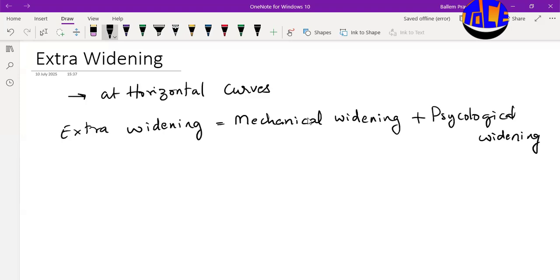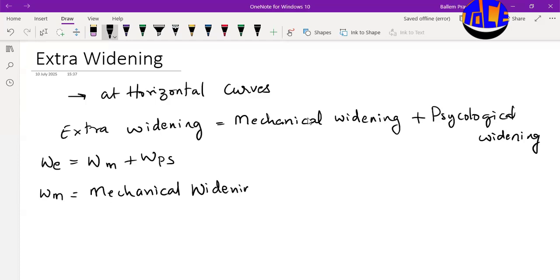We denote the extra widening with WE. The formula of extra widening will be WE equal to WM plus WPS, where WM is the mechanical widening and WPS is the psychological widening. Coming to the mechanical widening, generally it is provided for the off tracking of the vehicle.